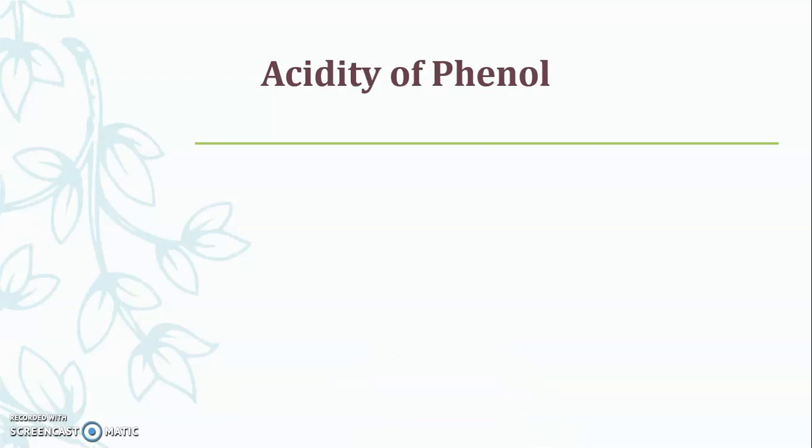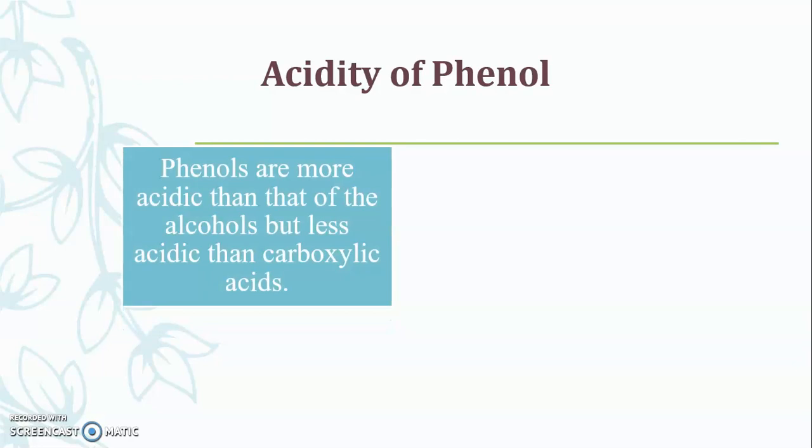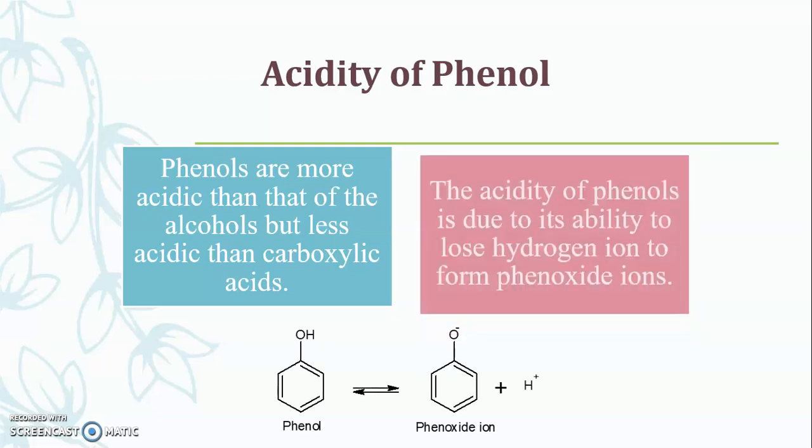Next point that we are going to discuss is acidity of the phenol. As I said, phenols are more acidic as compared to the alcohols, but they are less acidic as compared to the carboxylic acid. Phenols are 1 million times more acidic as compared to the alcohols, but still they are regarded as very weak acidic compounds as compared to the carboxylic acid. So we can say, if we compare the acidity, phenols lie in between the alcohols and the carboxylic acids.